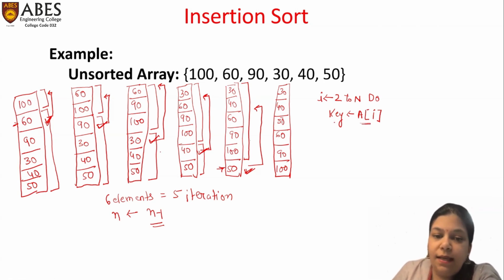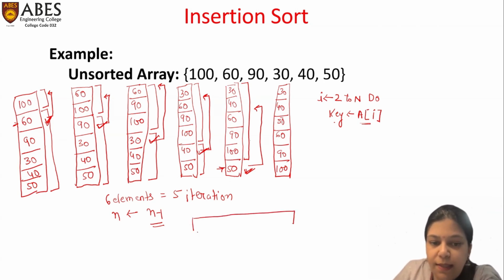Now, as you can see, suppose consider the last iteration in which we have placed 50 at its appropriate position. What exactly are we doing? Let me just make this array one more time. At this particular point of time, it was 30, 40, 60, 90, 100, and 50.